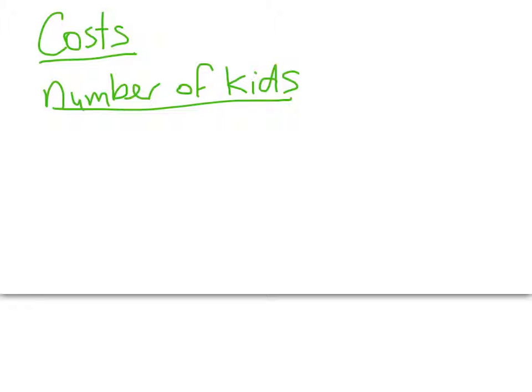Right, so another heading telling the reader what we're doing. Costs. Well, what are the costs going to depend on? Well, the most important thing will be how many kids. So number of kids. Now you have to read closely to get this information, and you have to do some inferencing, just like you do in all your other subjects.